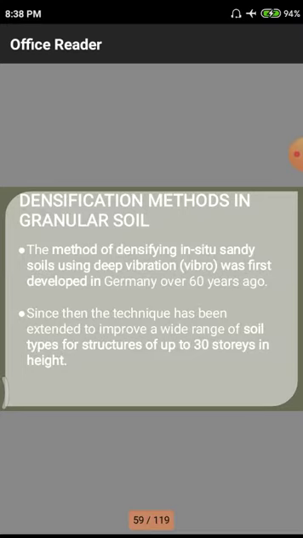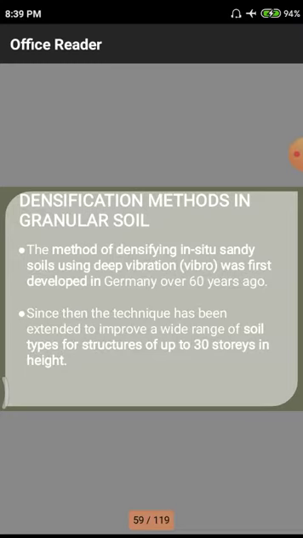construction. The first one is the method of densifying in situ sandy soils using deep vibro, which was first developed in Germany over 60 years ago. That means in 1960 the Germans developed this vibro flotation to densify these granular soils.